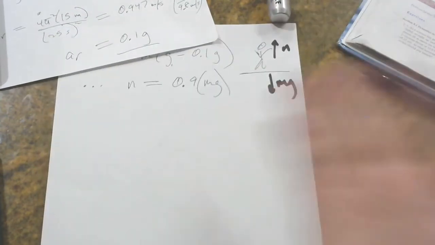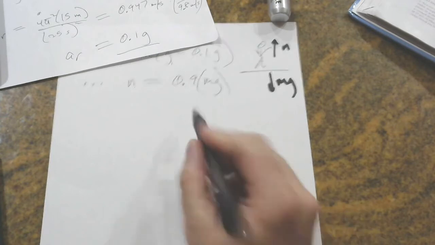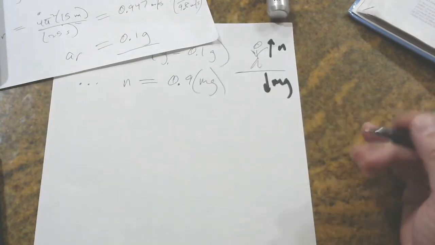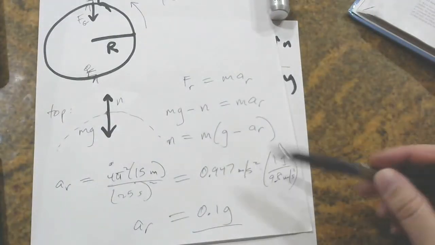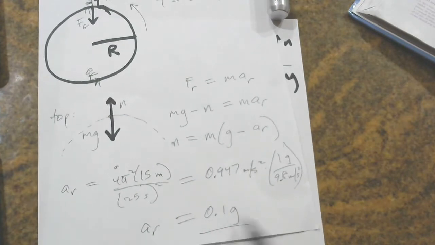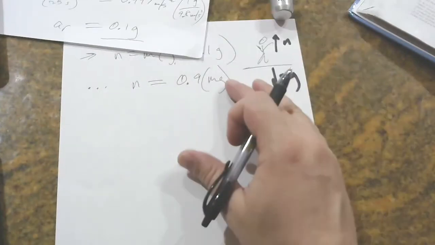So now the answer is staring us in the face. When they say, how does your weight at the top compare to your normal weight, so to speak? It's 90%. So you weigh 10% less at the top of the ride because your centripetal acceleration at the top is 10% of G. Super sensible. And now we can look at the dynamics at the bottom of the wheel.